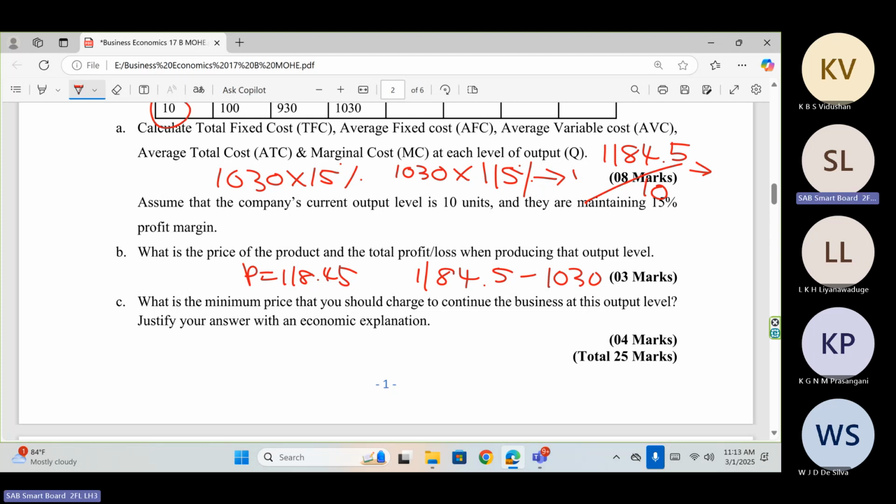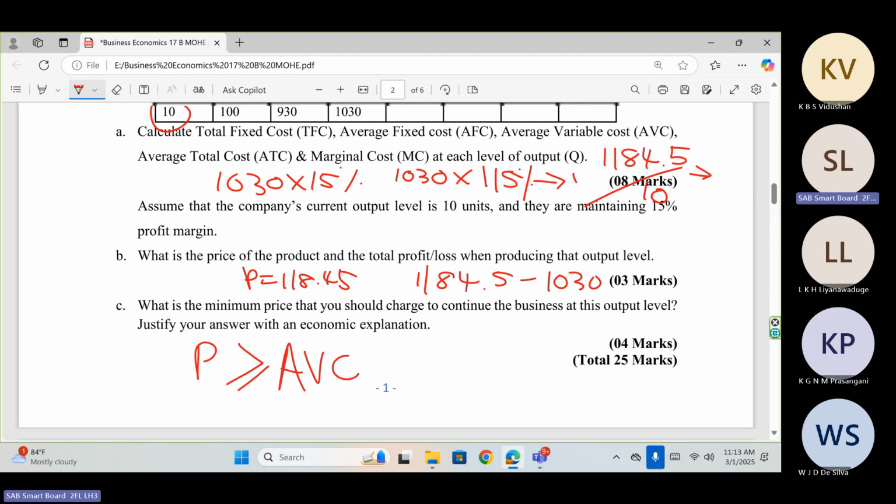What is the rule? Price should equal or higher than AVC. Next, now go to this one. Look at AVC.